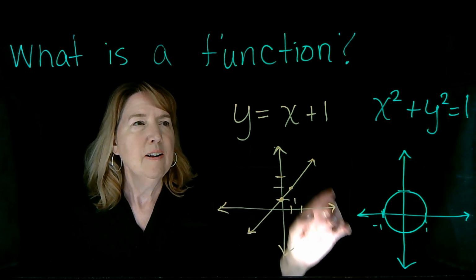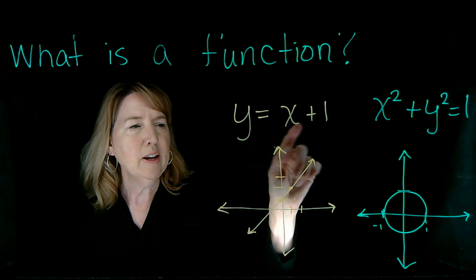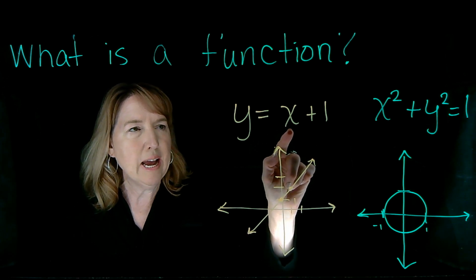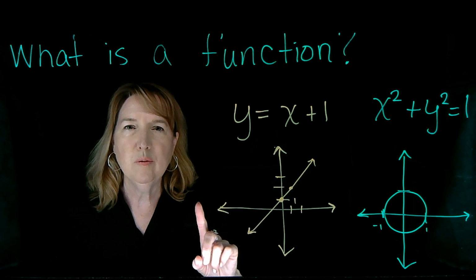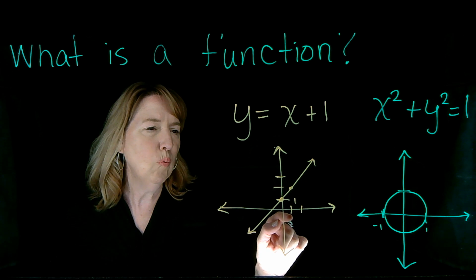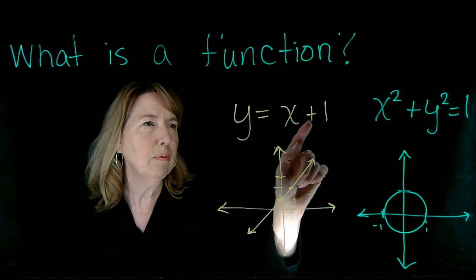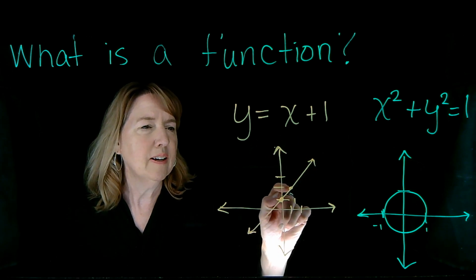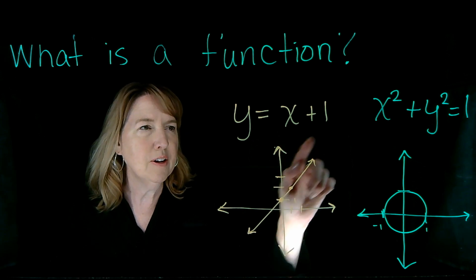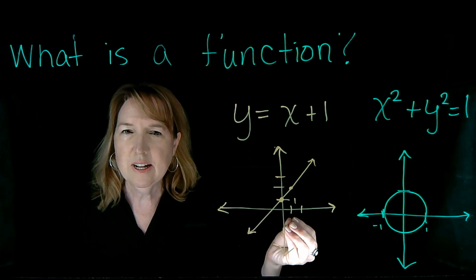not. This one, if I graph it, it looks like this. And for any value for x, I'm going to get exactly one y. So as you can see from the graph, if I put 1 into the equation, 1 plus 1 is 2, so I get an answer of 2. And if you keep trying different numbers, you will get different answers.